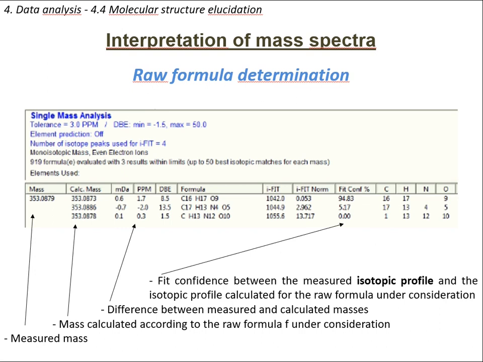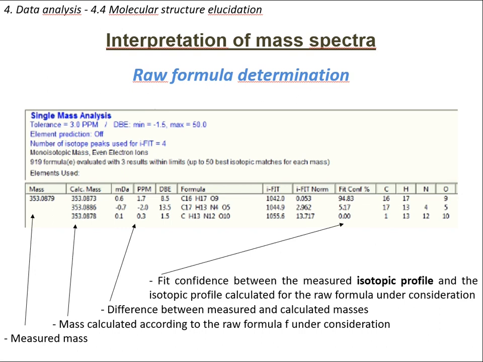So you need another tool to sort it out, and you can use the isotopic profile. If you know the raw formula, you can calculate how the isotopic profile should look, that is, what should be the abundance of the M+1, M+2, M+3 isotopic peaks. And then you can calculate a match factor between the isotopic profile of the measured molecule and the theoretical isotopic profile of the different raw formulas. And then you have a fit confidence.